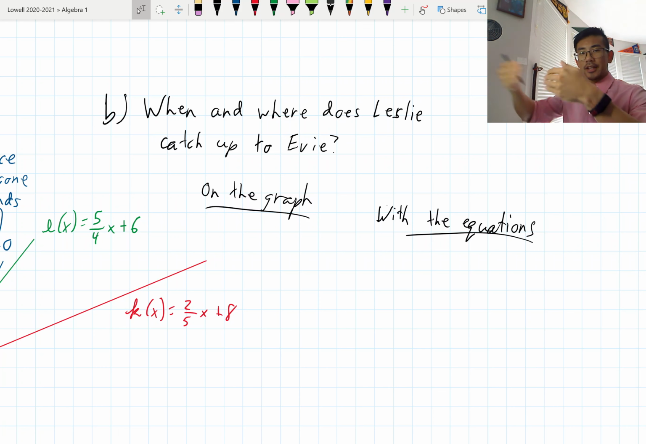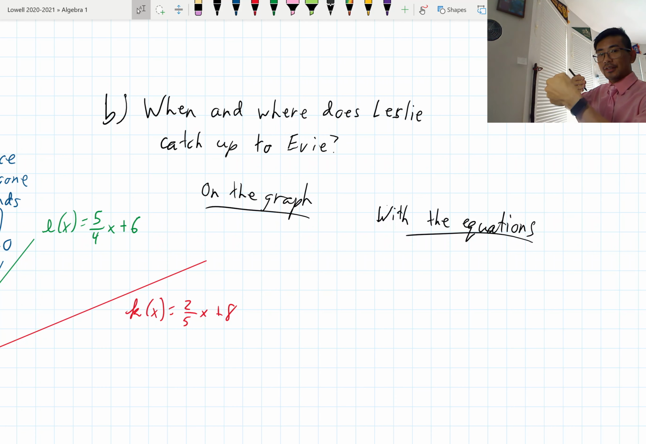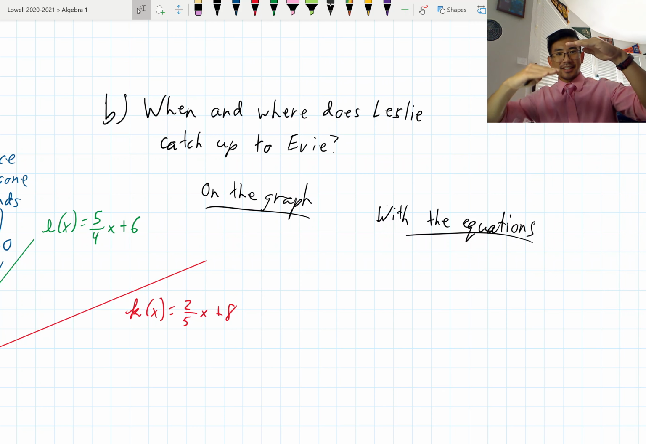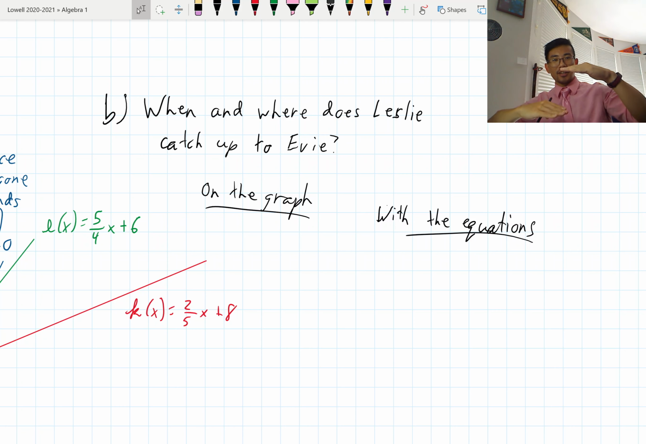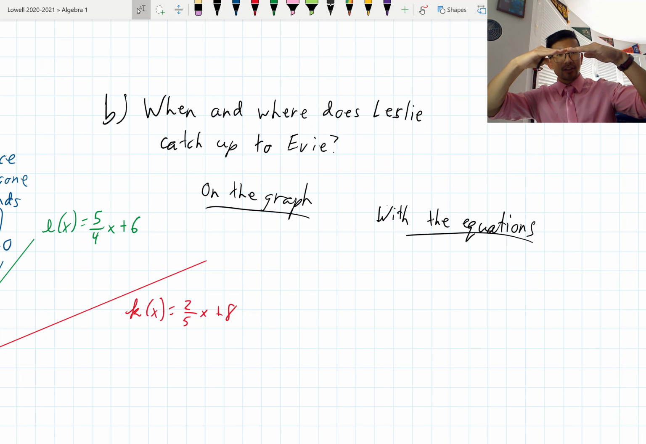So if I'm using my hands, here's Leslie. Leslie's behind, Leslie's back here. And Evie has a little bit of a head start. And so what's happening is that as time goes on, Leslie's down here, Evie's up here. Leslie goes a lot faster, and so eventually, here's Evie going up slowly, but Leslie going faster. At some point, they catch up.